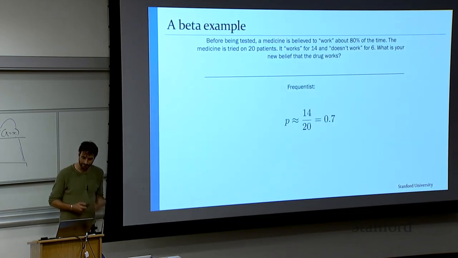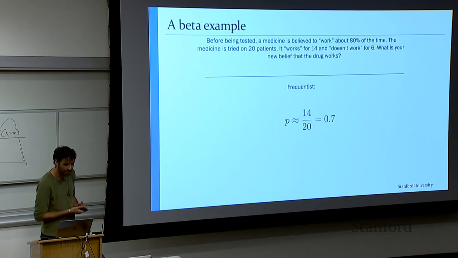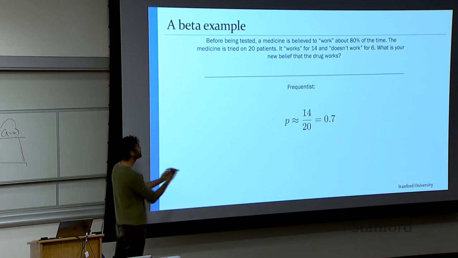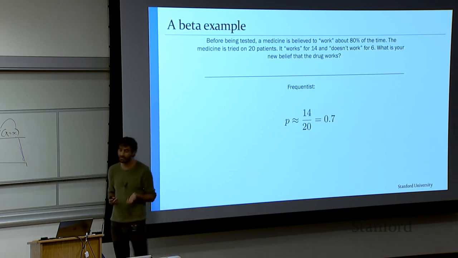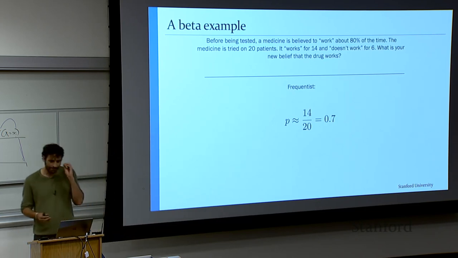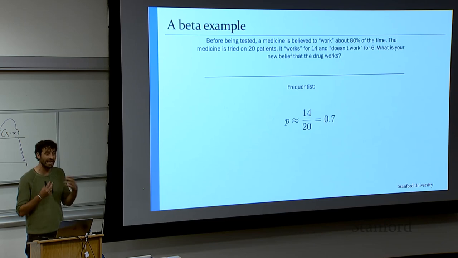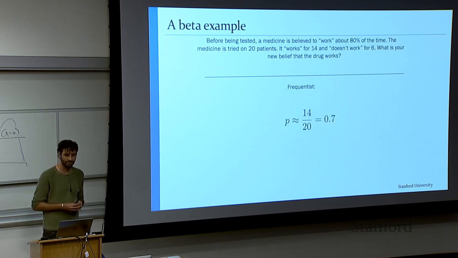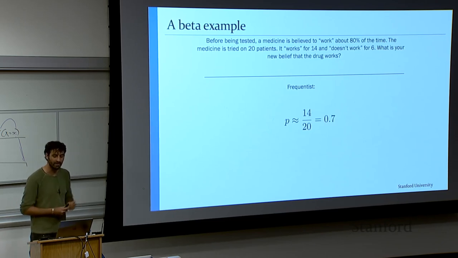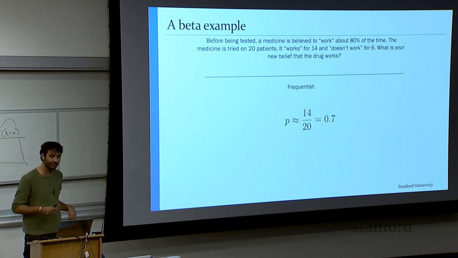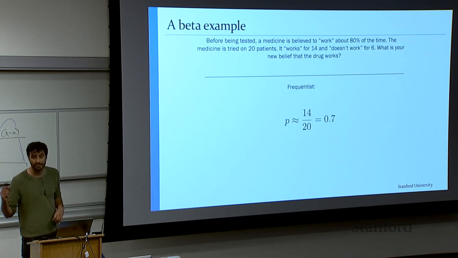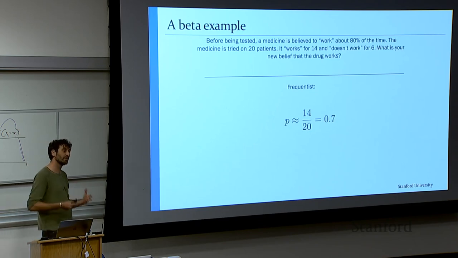Okay. So, I also just wanted to show you a word problem that I think is interesting. Before being tested, a pill is believed to work about 80% of the time. Then we do a real trial on 20 people. In this real trial, it works for 14 people and it doesn't work for 6. What is your new belief that the drug works?